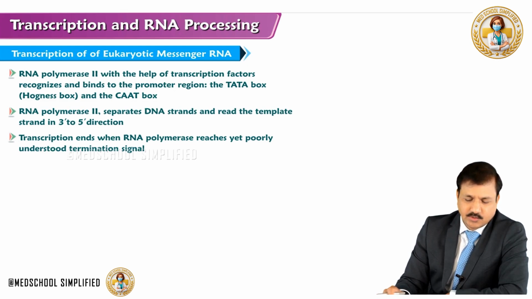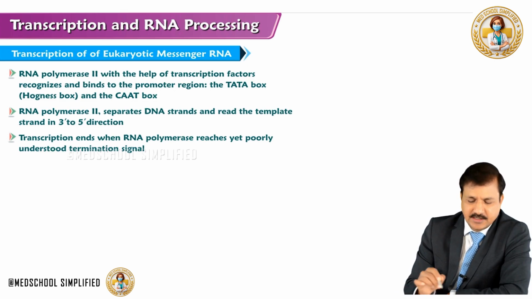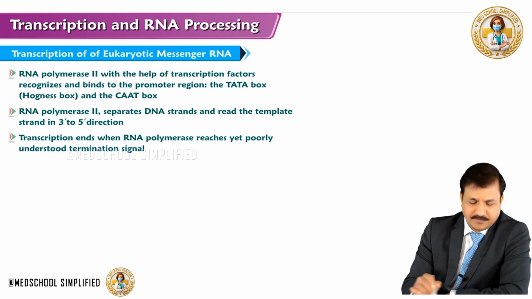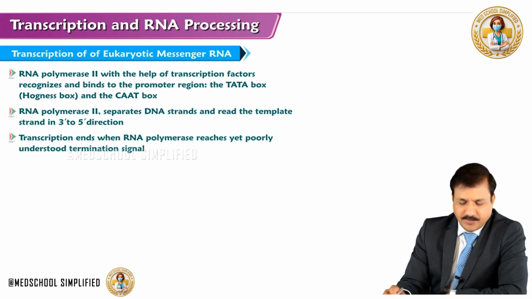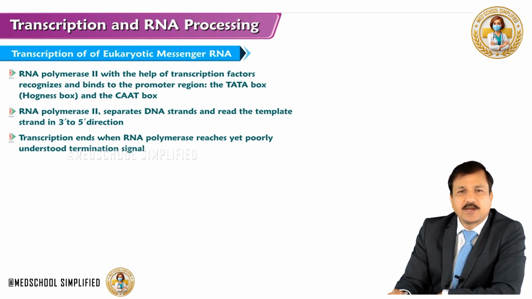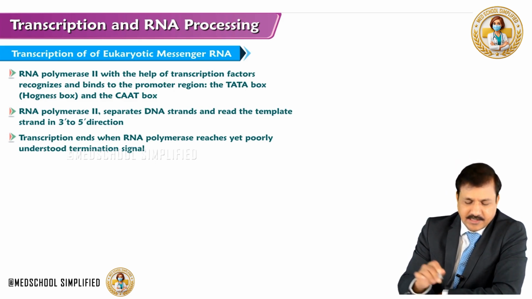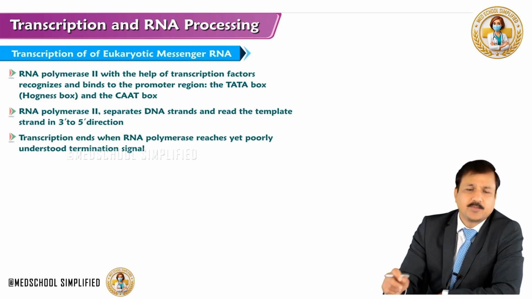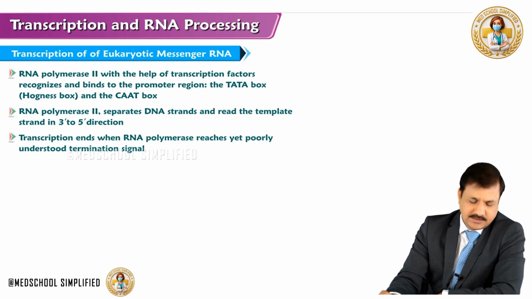RNA polymerase 2, with the help of transcription factors, recognizes and binds the promoter region, the TATA box and the CAAT box. RNA polymerase 2 separates the DNA strands and reads the template strand in the 3' to 5' direction, and transcription ends when RNA polymerase reaches a yet poorly understood termination signal.